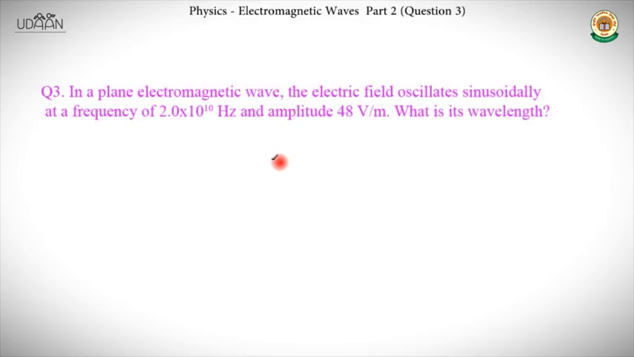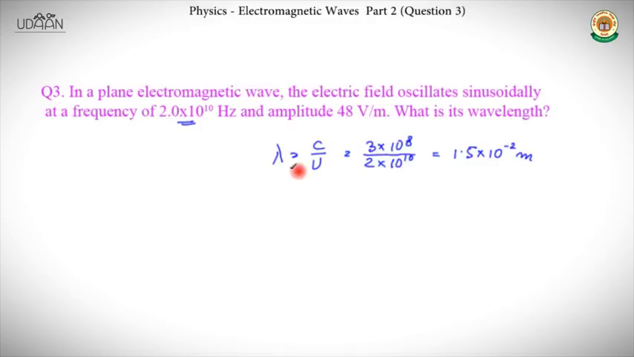So we have a ready-made formula, lambda equals c by nu. Here it is equal to 3 into 10 raised to the power 8, which is the speed of light or any electromagnetic wave in free space, divided by 2 into 10 raised to the power 10, which is the frequency given. So we are sure of the wavelength. It comes out to be 1.5 into 10 raised to the power minus 2 meters.